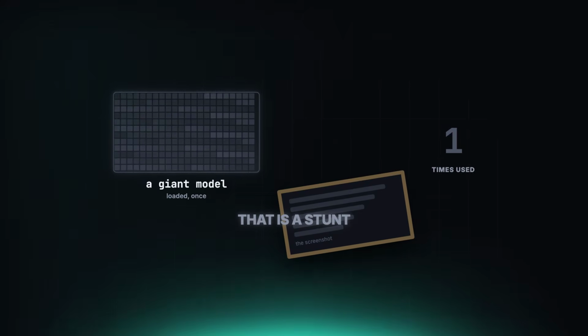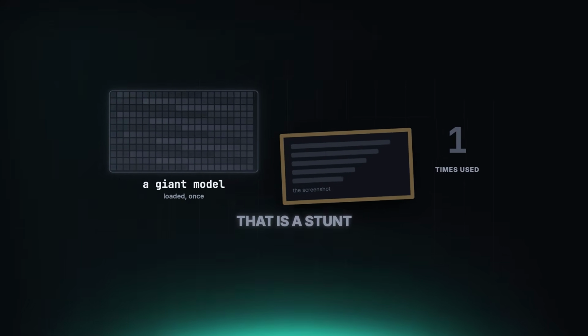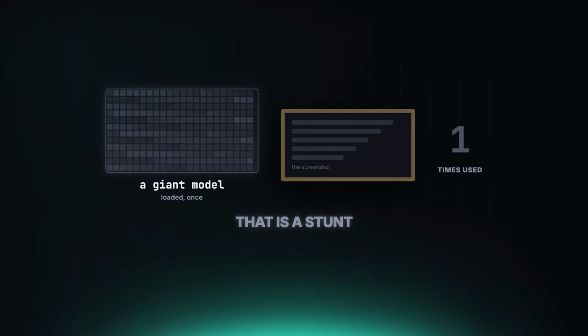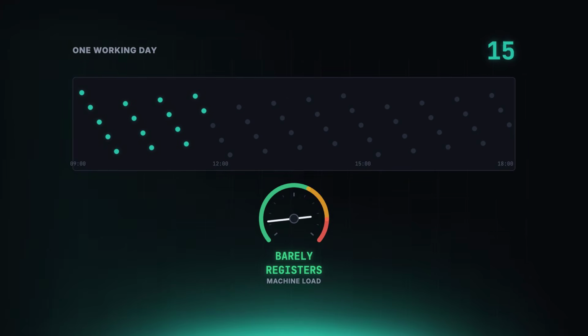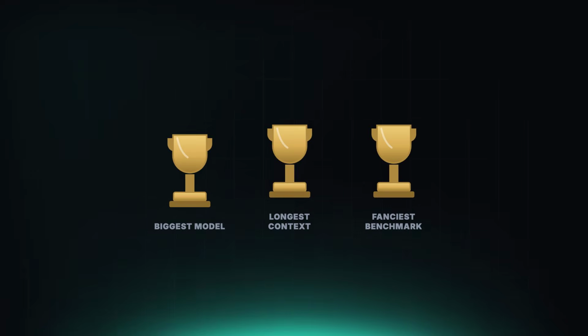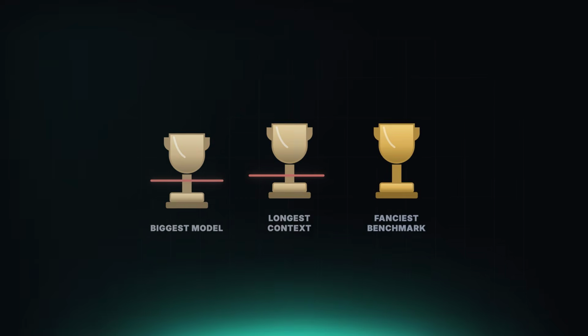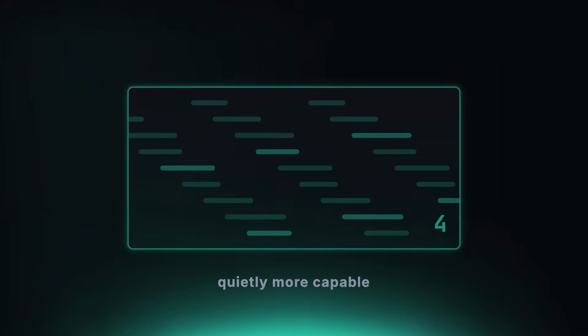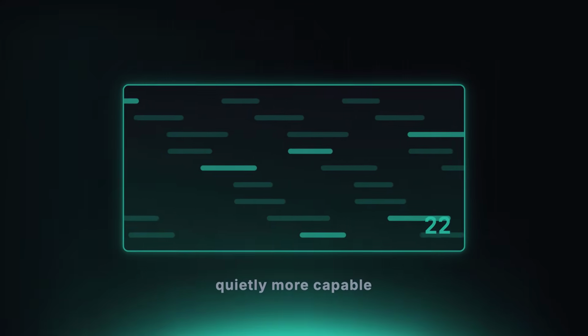And it makes local AI feel less like a stunt, because a stunt is running a giant model once and posting a screenshot. A useful setup is asking a local model 50 tiny questions a day and barely noticing the machine is doing it. That is the win. Not the biggest model, not the longest context, not the fanciest benchmark. The win is when your computer quietly becomes more capable.